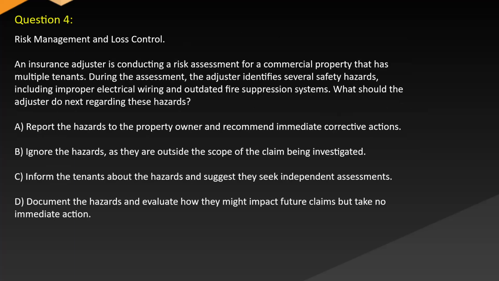Question 4. Risk management and loss control. An insurance adjuster is conducting a risk assessment for a commercial property that has multiple tenants. During the assessment, the adjuster identifies several safety hazards, including improper electrical wiring and outdated fire suppression systems. What should the adjuster do next regarding these hazards? A. Report the hazards to the property owner and recommend immediate corrective actions. B. Ignore the hazards as they are outside the scope of the claim being investigated. C. Inform the tenants about the hazards and suggest they seek independent assessments. D. Document the hazards and evaluate how they might impact future claims but take no immediate action.